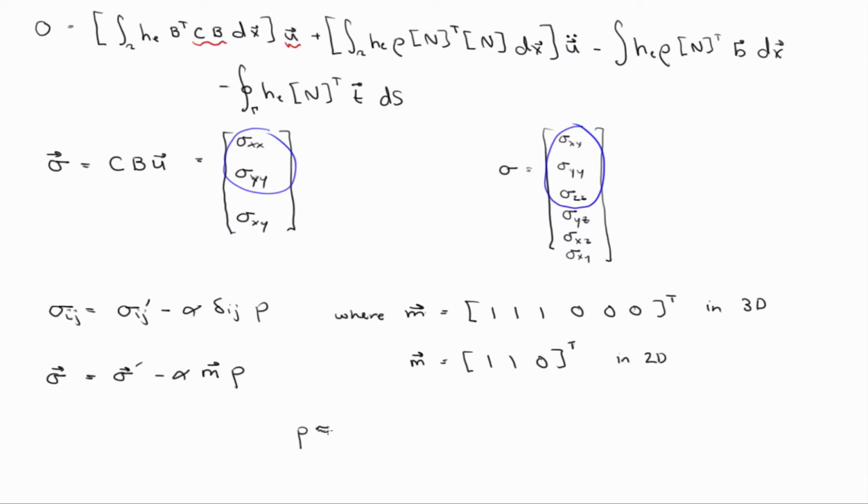So we're going to say that the pressure is approximately defined by N_J^P P_J. So the P_Js are the unknown pressures, and N_J^P are the shape functions.